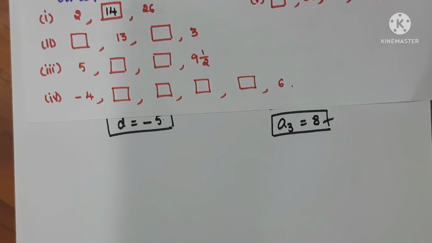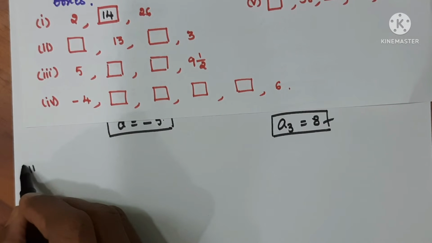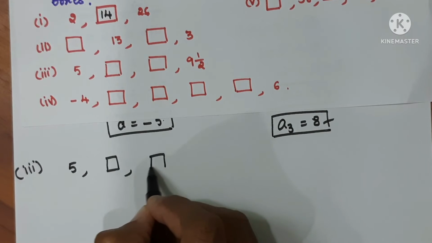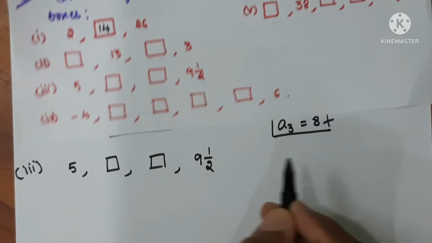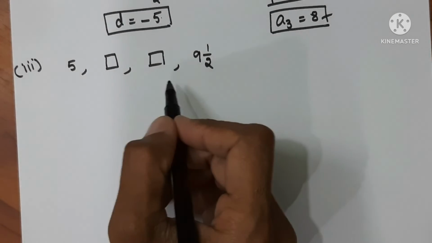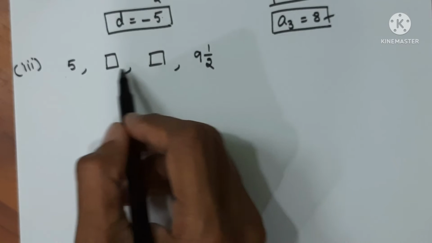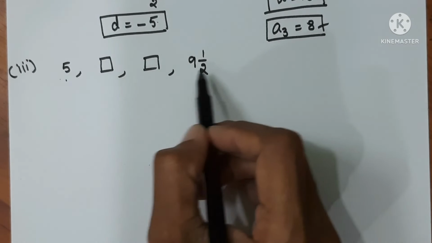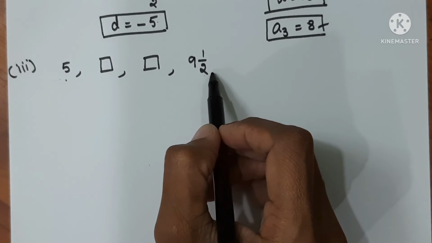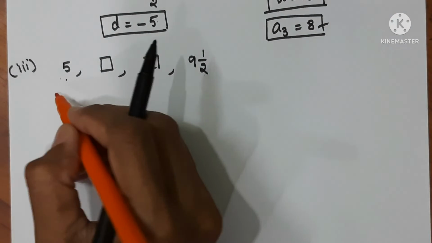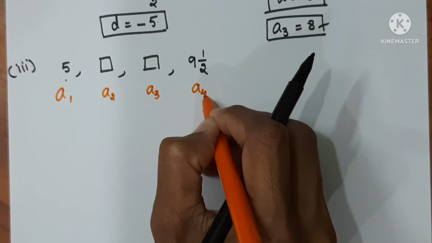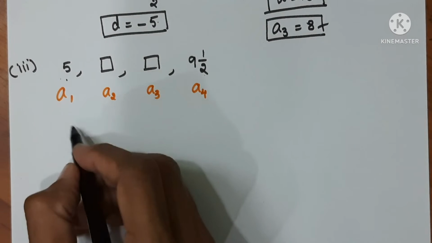The third question is given as 5, a box, another box, and 9 and a half. Here also, we cannot use the arithmetic mean formula because we cannot find the arithmetic mean here. They have given the first term and the fourth term, so we have to use the elimination method for pair of linear equations. Here the first term is given as 5. This is a2, this is a3 and this is a4. First let us take a4, the fourth term.